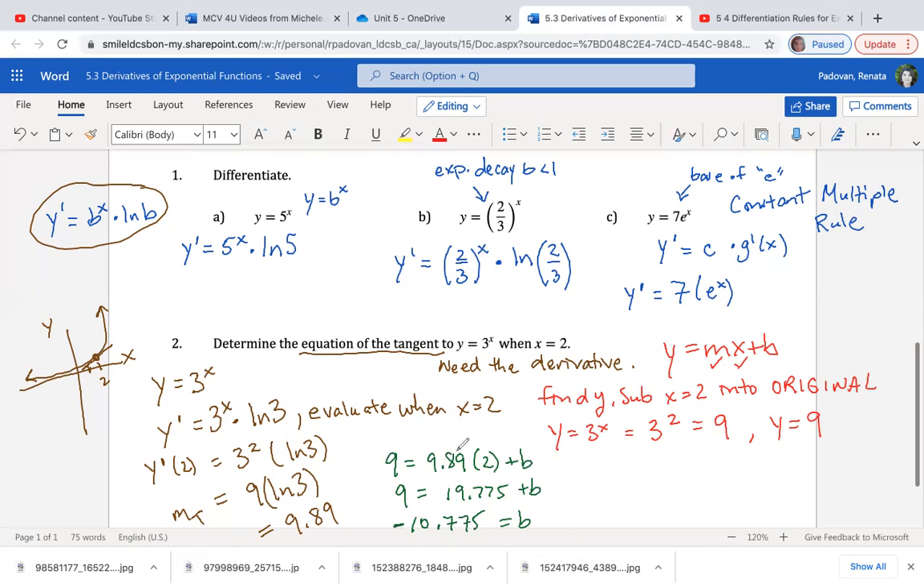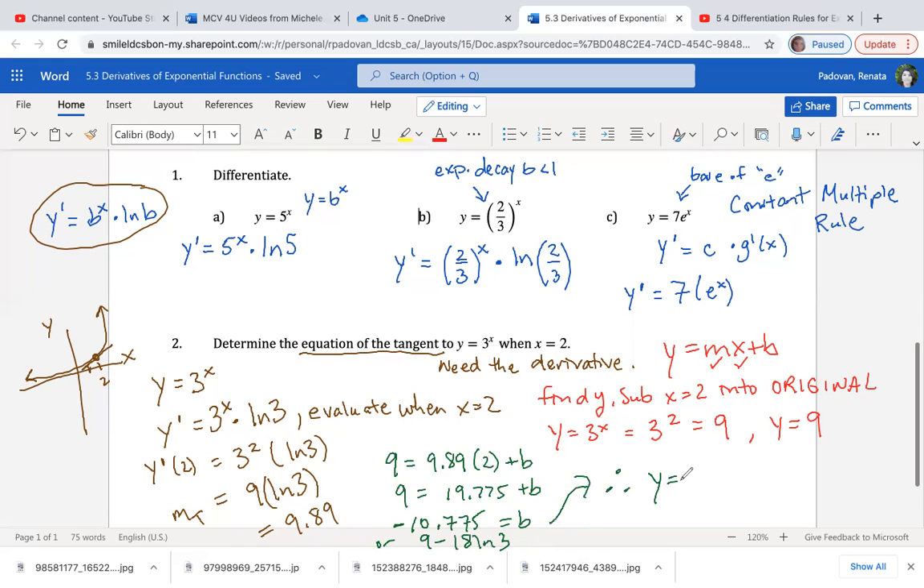If you were to leave this as 9 ln 3 times 2, then you'd have 18 ln 3. So you'd have 9 minus 18 ln 3 if you left it in ln. So therefore my equation is: fill in m and b, leave y and x variables.